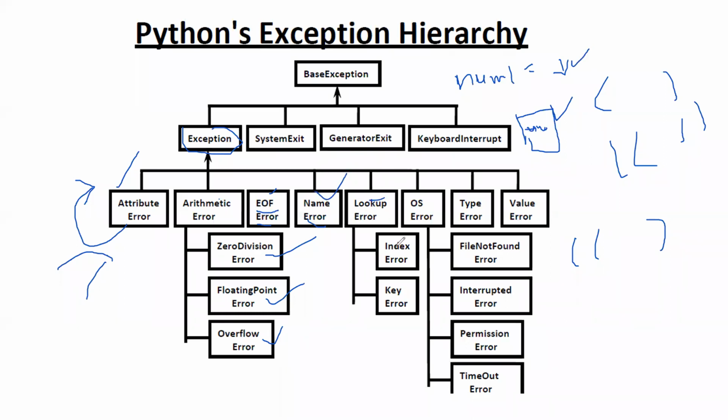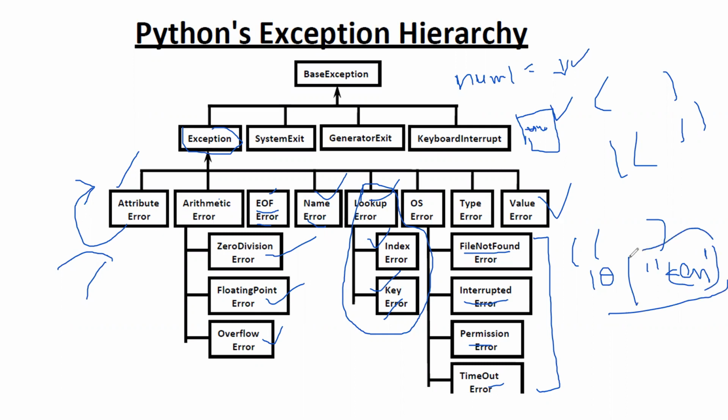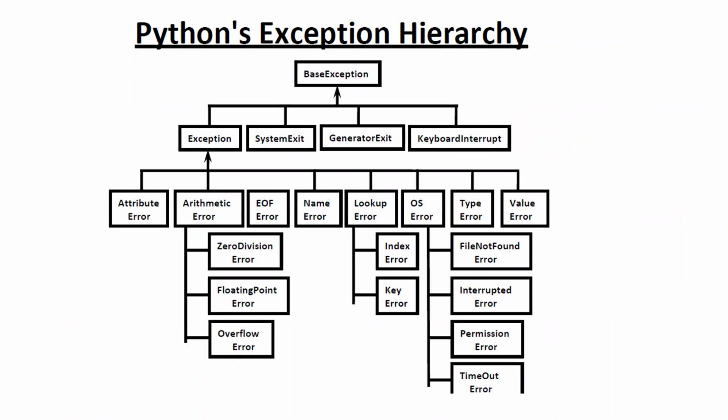I'll show you lookup error. Lookup errors we deal with whenever we work with lists and so on: index error, out of range, and key error for dictionaries. If the key is not available, then automatically it throws key error. OS error means, whenever tomorrow we discuss file handling, you can see file not found, interrupted, permission, timeout, like this. Value error means if I say 10 by 10, automatically it throws the value error. Right? These are the different errors we are going to deal with.